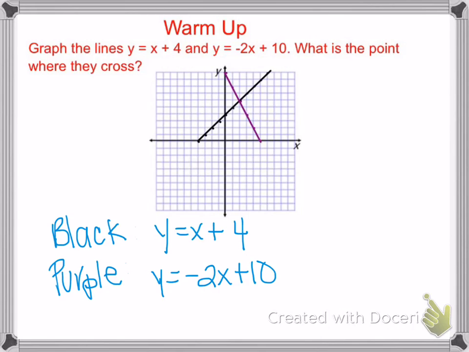The black line is the line y equals x plus 4, and the purple line is the line y equals negative 2x plus 10. You're looking for the point of intersection, so we're looking for where the two lines cross, and that's this point right here. When you're writing your answer, make sure you write it as an ordered pair. So I'm going to write it as 2, 6, which follows the format of the x value and then the y value.